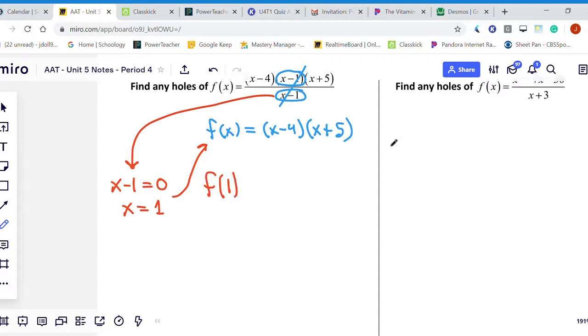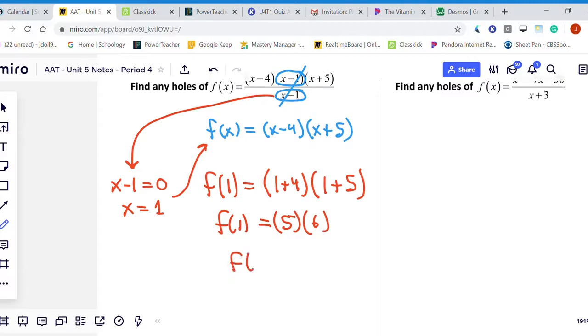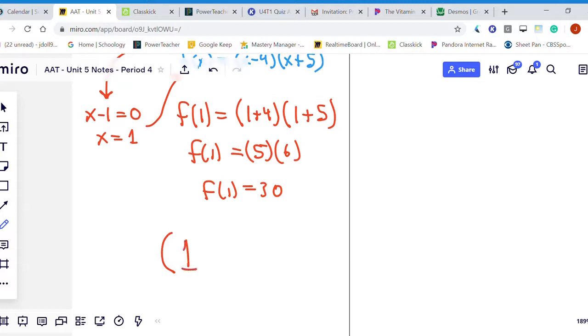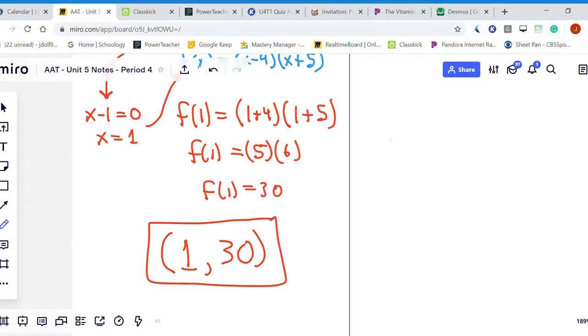So we're going to take the simplified f of x, and we're going to substitute 1 for x to find 5, right? So then f of 1 becomes 5 times 6, and f of 1 is 30. So if f of 1 is 30, that means the x-coordinate of my hole is 1, and the y-coordinate is 30. So that would be the ordered pair of the hole. We would have no domain value at 1 and no range value at 30 there.